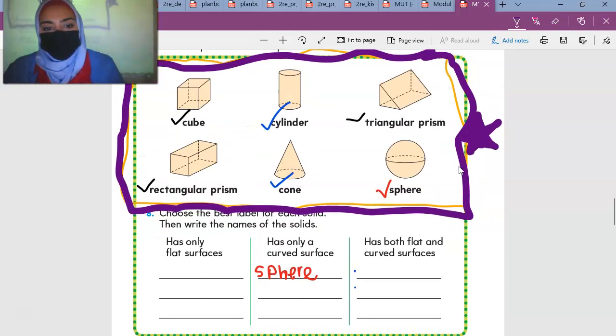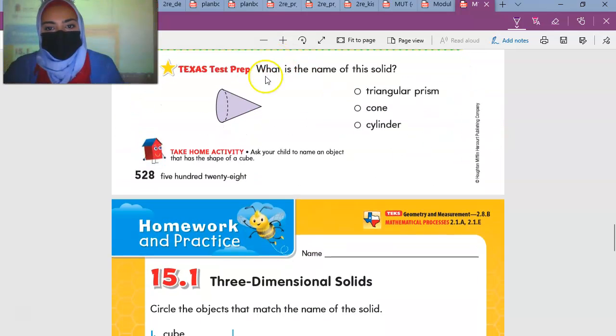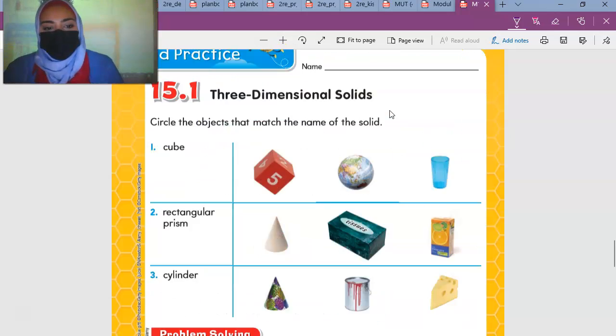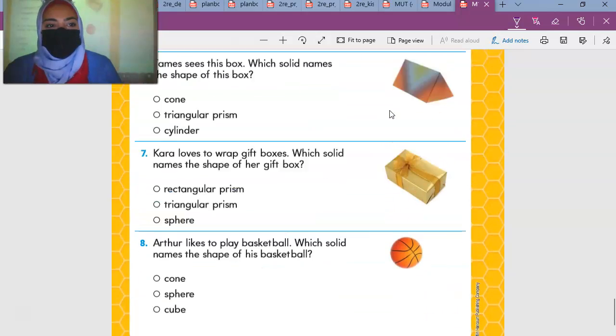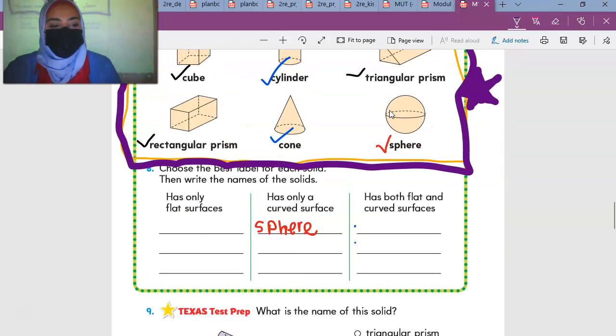Okay, you're going to work on page 528, or you're just going to do this one problem. And then you're going to do page 529 and 530 on your own. Today's lessons are very easy. If you have any questions, do let me know.